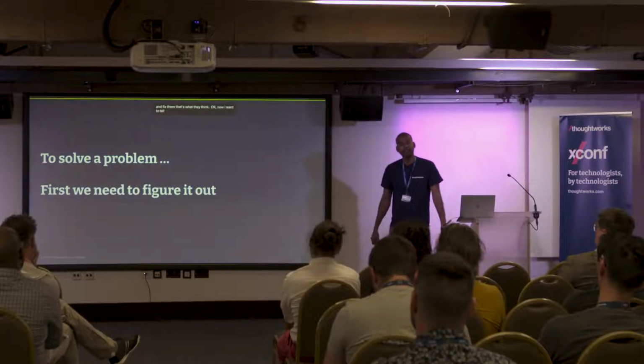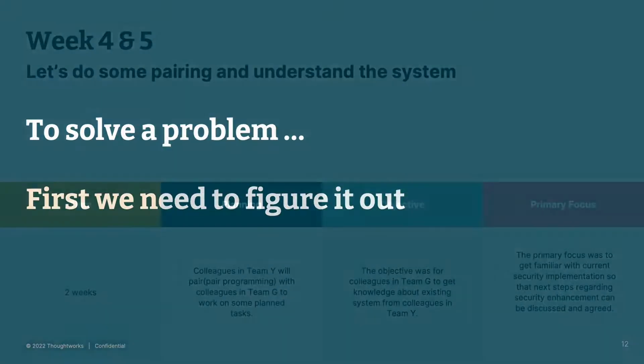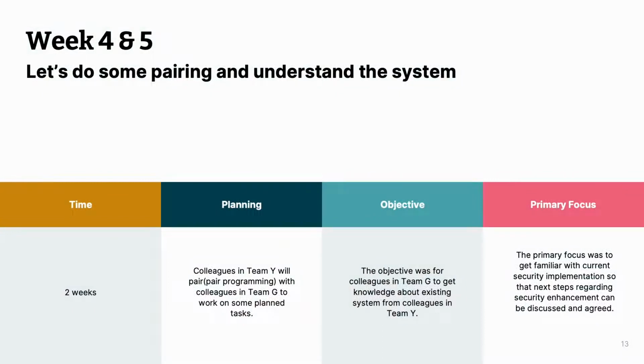find out what it is. So they started to figure out how to find the problem. If we need to find a problem in something, first of all, we need to understand how it works. So in week 4 and week 5, we started with some pairing, because that's what we agreed as part of our way of working.